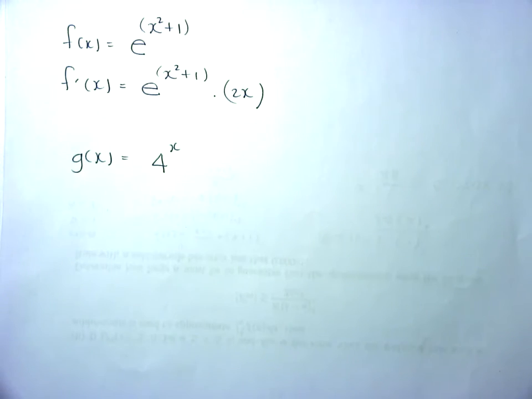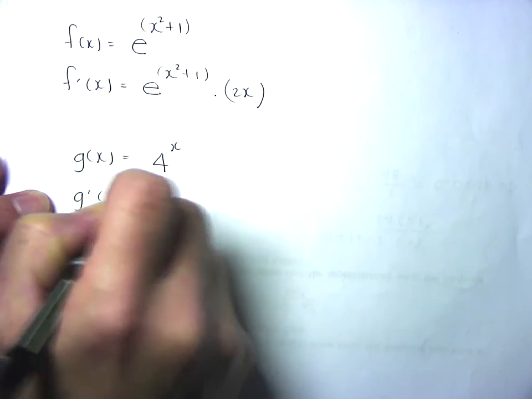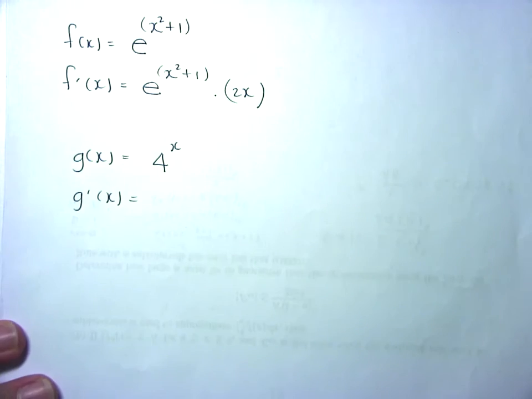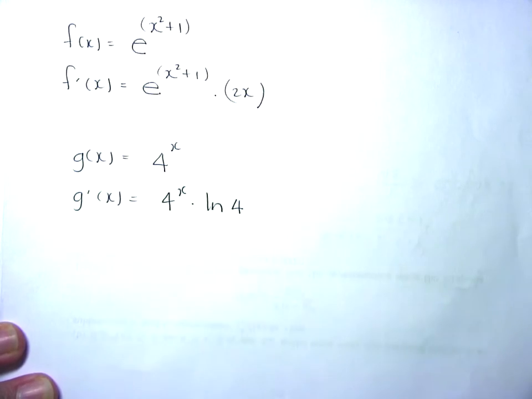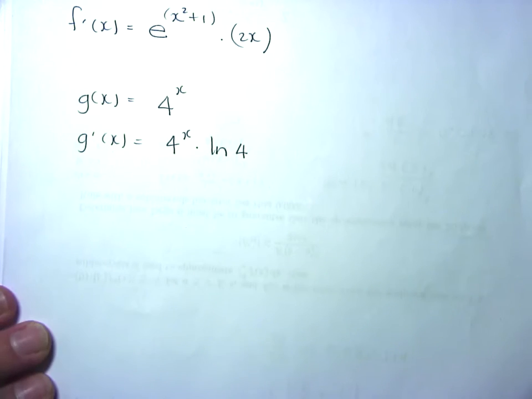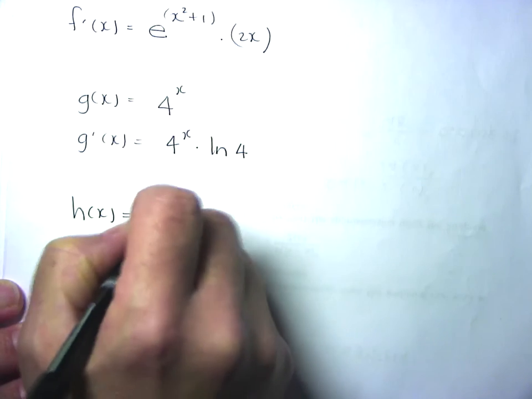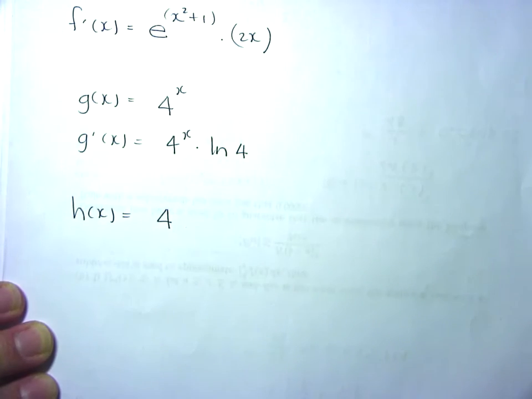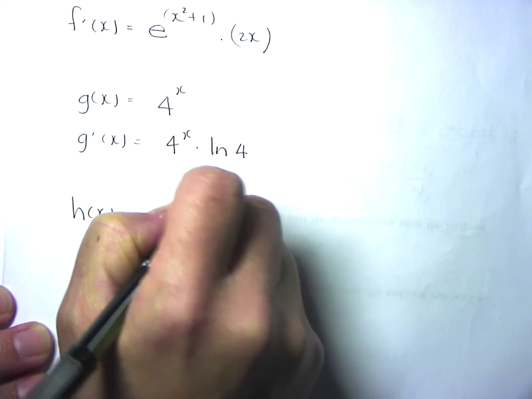All right, g of x is equal to 4 raised to the power x. The derivative, g prime of x, is equal to 4 to the power x times natural log of 4, right? Now let's complicate this just a little bit. What if I give you a function h of x is equal to 4 raised to the power sine of x?